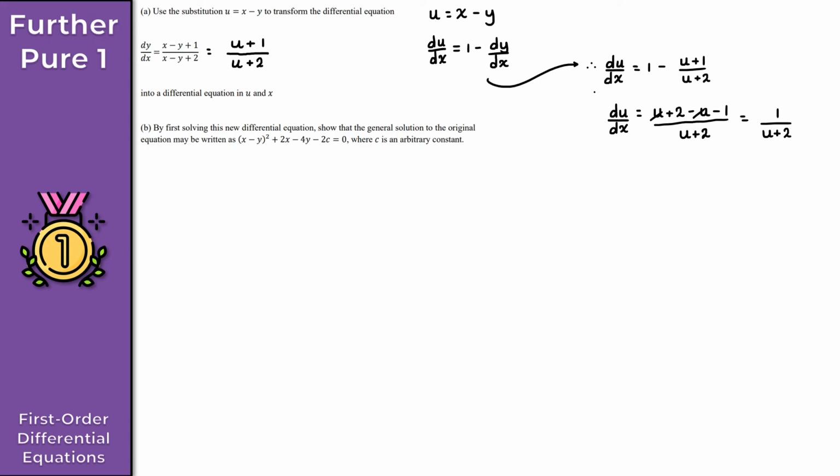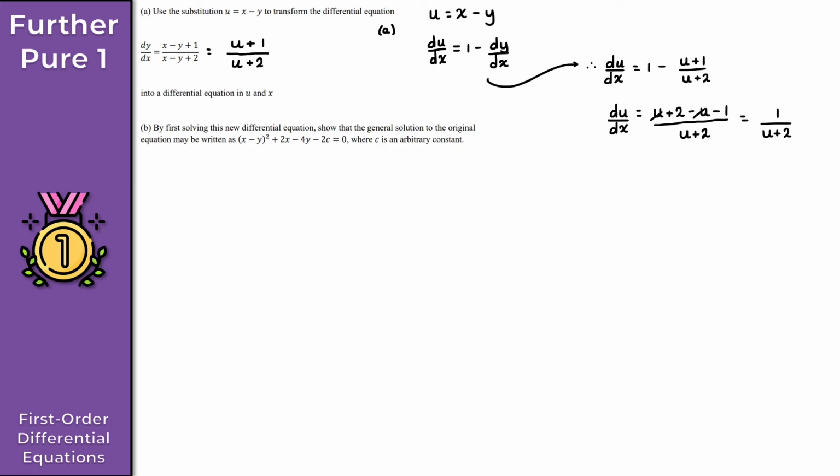And that gives us the solution to part A. We have now a differential equation in u and x here. So that's part A complete. Let's have a go now at part B. For part B it says, by first solving this new differential equation, show that the general solution to the original equation may be written as this equation here, where c is an arbitrary constant.